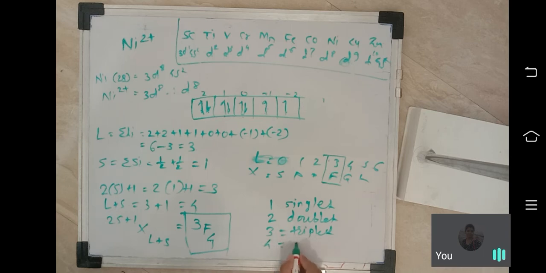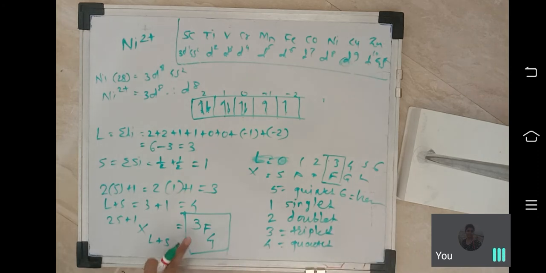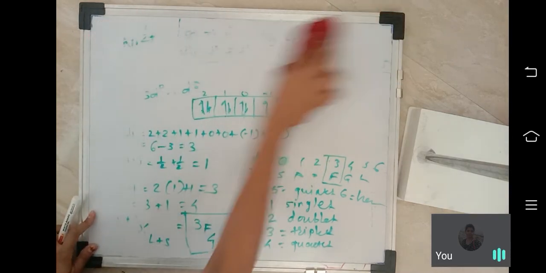When 4 is there, quartet. 5 is there, at that time quintet. 6 is there, at that time hexet. Okay, how do you read it? Triplet F4. When 2 is there, doublet F4. 1 is there, singlet F4. 4 is there, quartet F4. This is the reading of the Ni2+ ion. Okay.